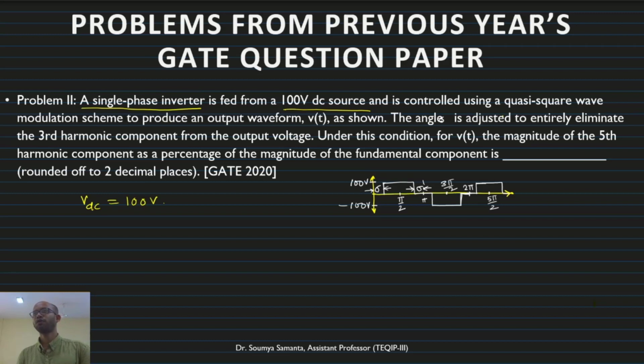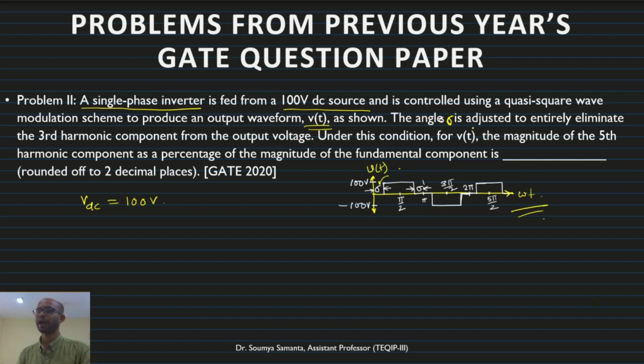It is controlled from a quasi square wave modulation scheme to produce an output waveform VT. So this is VT actually, as shown with this one. This is the quasi square wave output. Now we have to find out the angle, this one. I think this one angle is missed out.